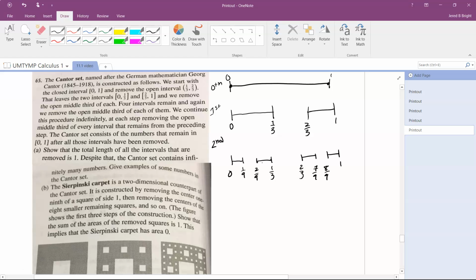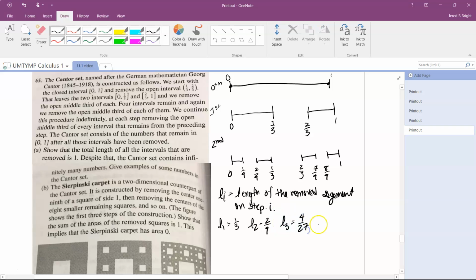Okay, but if we think of L_i, so if we define the sequence L_i as the length of the removed segment on step i, okay, then L1 is going to be 1/3, L2 is 2/9, L3 would be 4/27, L4 would be 8/81. Okay, so you start to notice a pattern here.